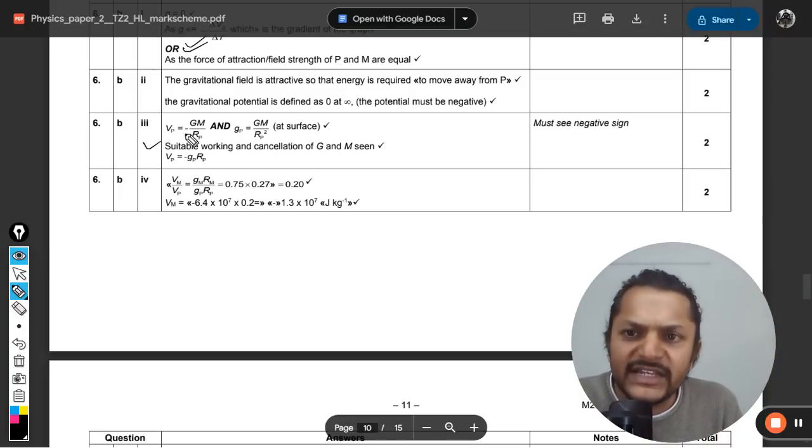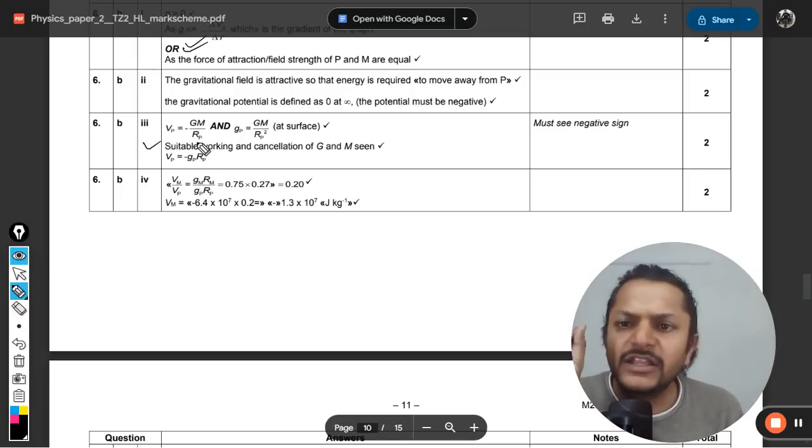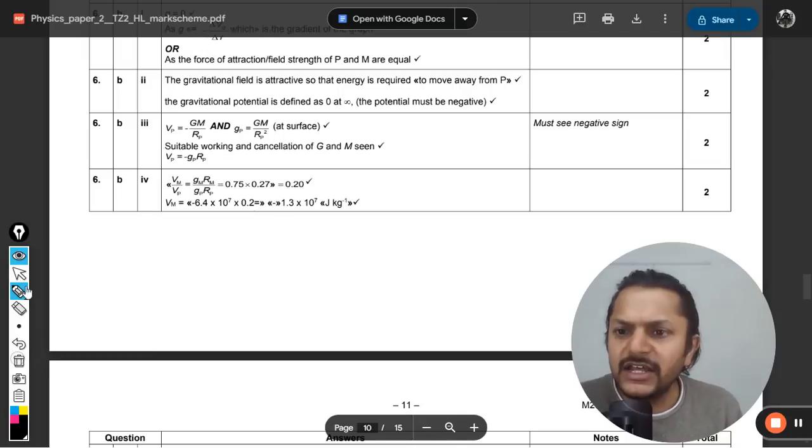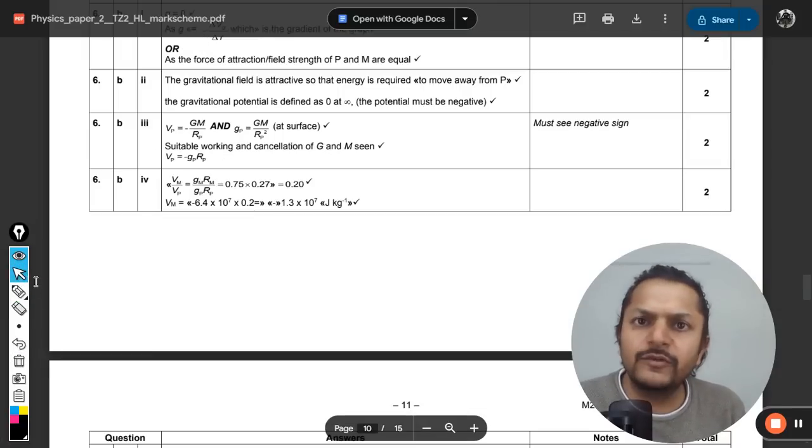So Vp is given by minus GM by r as the formula directly taken from topic 10. Gp is equal to GM by r squared. Clearly Vp is equal to negative Gp rp. That's it. Now let us move to the next question.